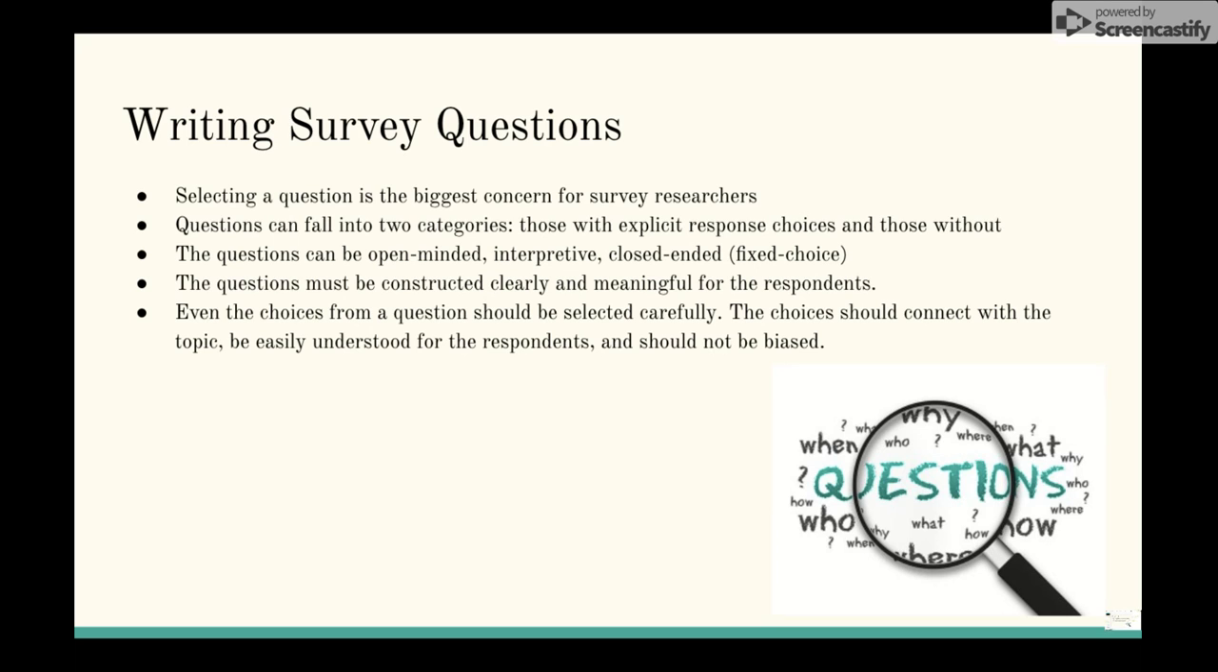The questions must be constructed clearly and meaningfully for the respondents. If the question is not constructed clearly, the respondents may not understand it and then give faulty answers. Even the choices for a question should be selected carefully. The choices should connect with the topic, be easily understood by the respondents, and should not have any bias. Having bias in your survey question may lead to results that are inaccurate.